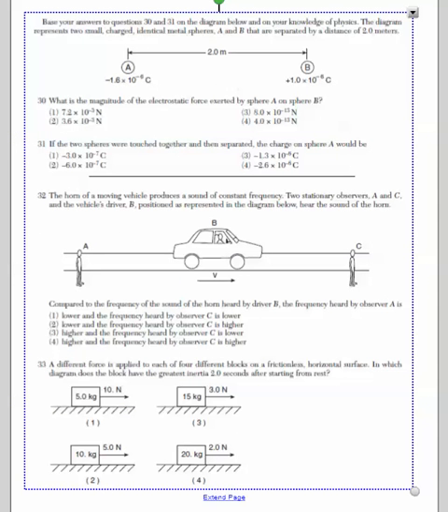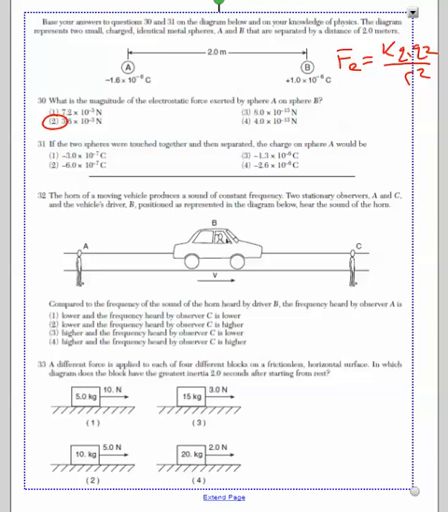Okay, 30, what is the magnitude of the electrostatic force? This is Coulomb's law. F_E is equal to kq1q2 over r squared. So if you don't know k, look it up in the front of your reference tables. It's 9 e to the ninth. And then if you multiply that by q1, q2, and divide it by 2 squared, you should get the 3.6 times 10 to the minus 3.